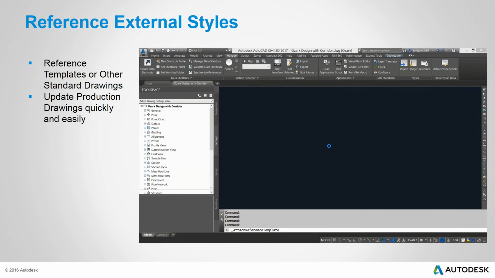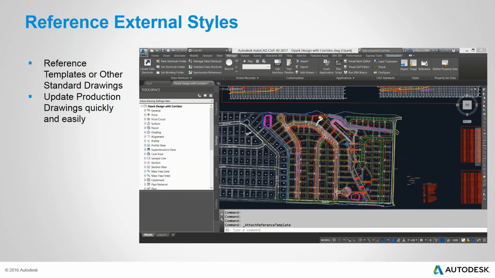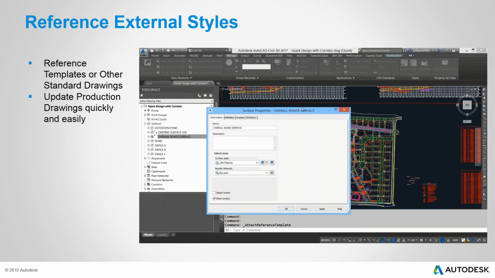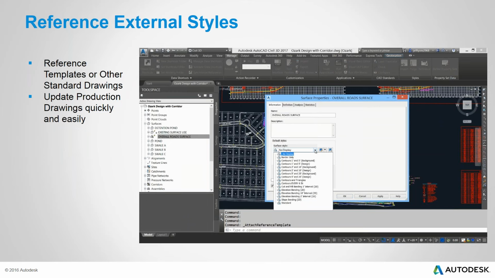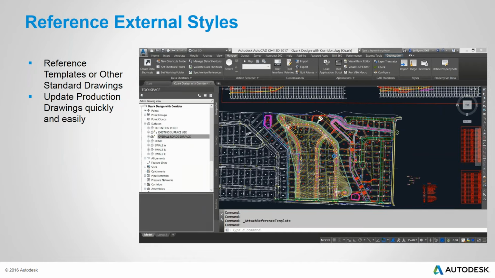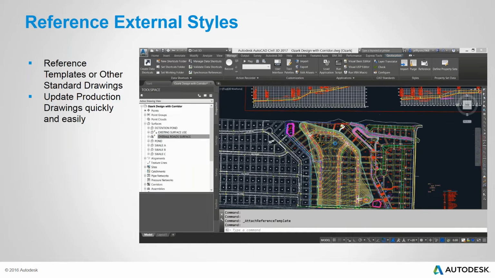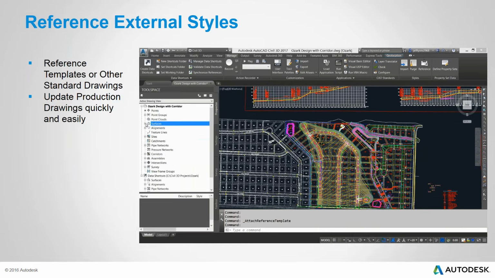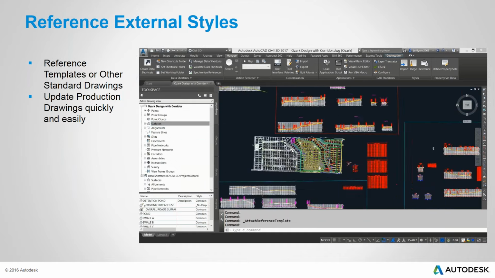Once the style is attached, you'll see in the prospector menu all the new styles available, and you can now update your production drawings. I'm just going to take a few moments here to update a few of the styles in this drawing and demonstrate how all of that functionality works. As you can see, once the reference style is attached, you have access to all the new content that's included in that reference.